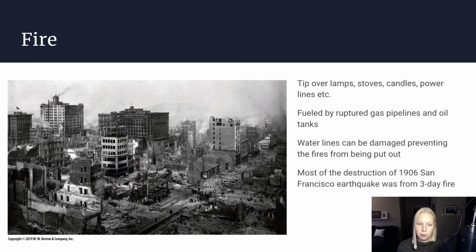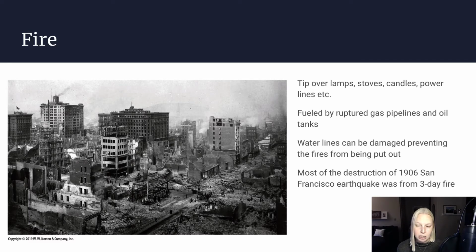Fire is also a really huge impact of earthquakes, especially in densely populated areas. Lamps, stoves, candles, power lines, these can all be knocked over during an earthquake and can start a fire. And those fires can be fueled by ruptured gas pipelines, oil tanks, and water lines in a densely populated place like San Francisco, which is pictured here.